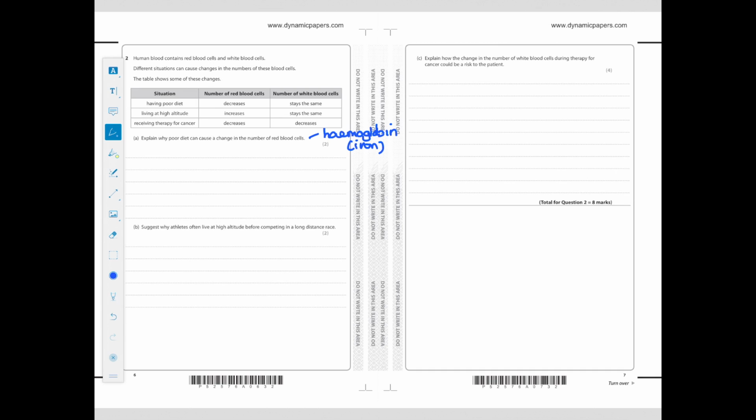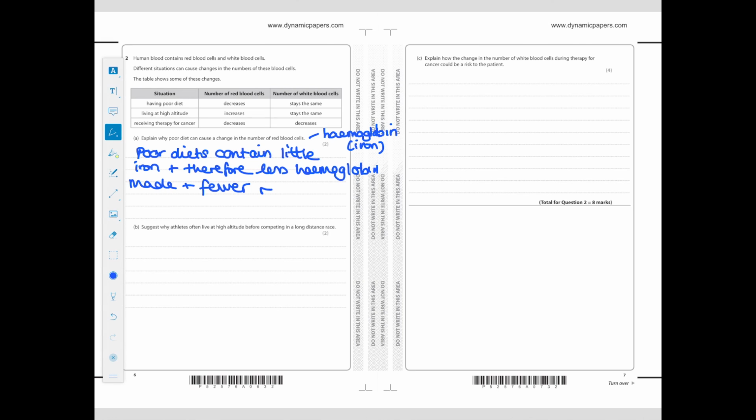So poor diets, therefore, to link it to the question, contain little iron, and therefore less hemoglobin is made and fewer red blood cells are made.